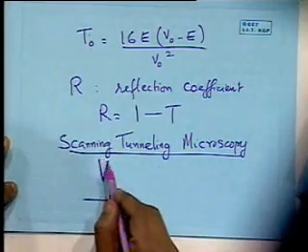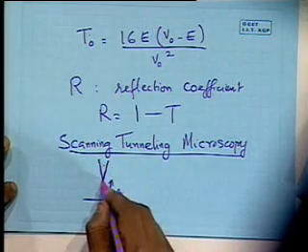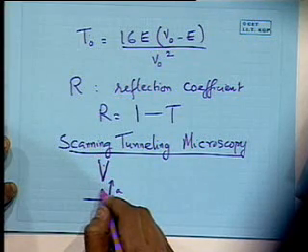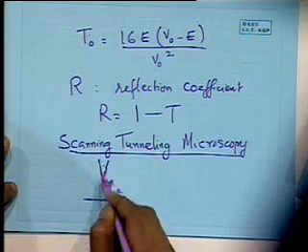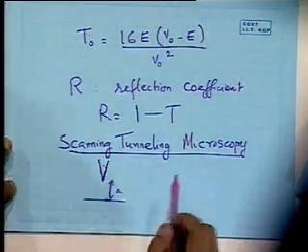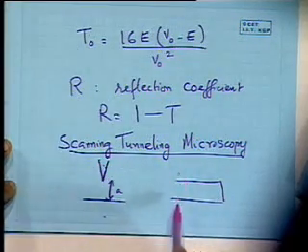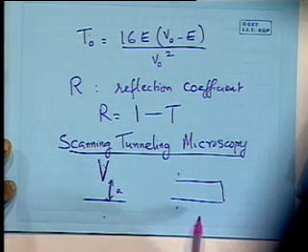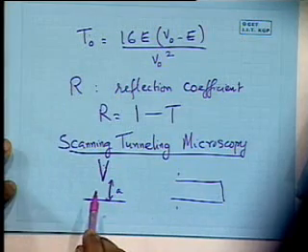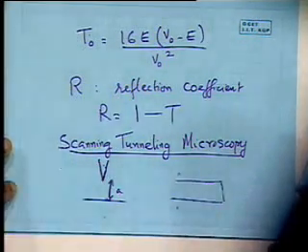And when we apply a bias across these two, or even in the absence of a bias, there is a finite probability for the electron to tunnel through this gap. Here there are electrons, here there are electrons, here is my barrier. If I'm here and I want to get here, the electron has to get across this barrier, right? So the air gap in between is my barrier. Even in the absence of a bias, there is a finite probability for the electron to actually cut across this barrier.